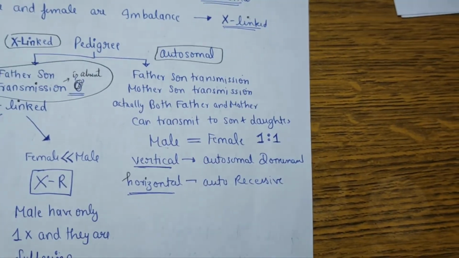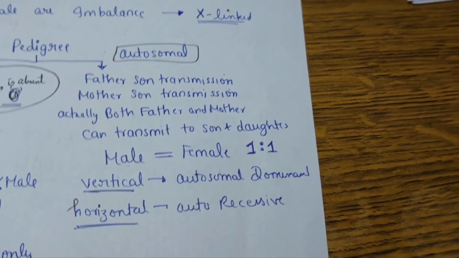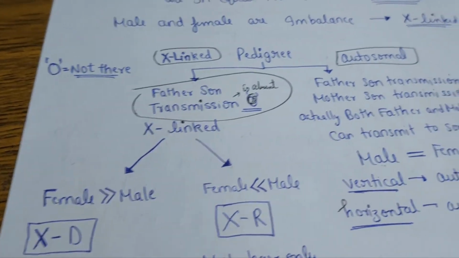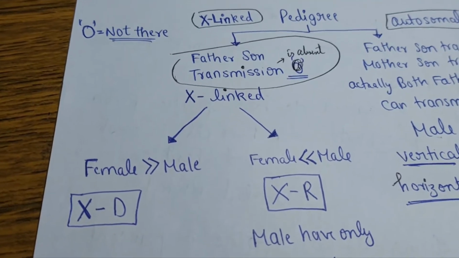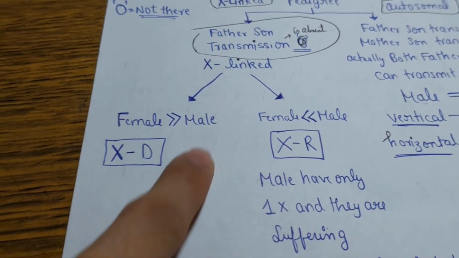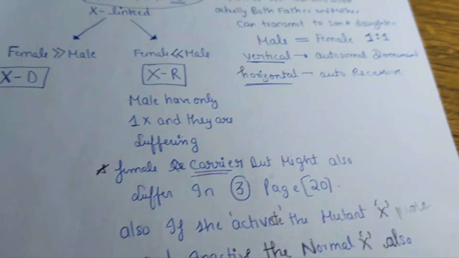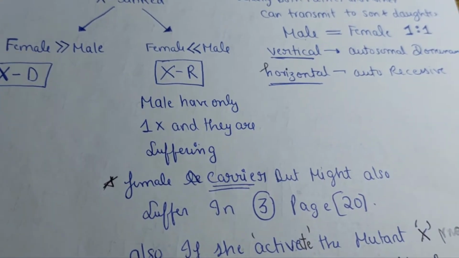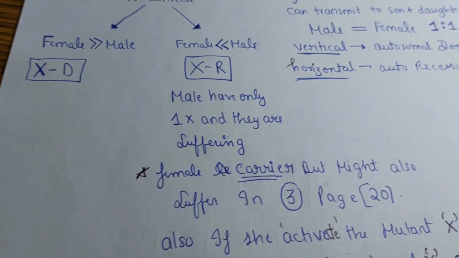If you see vertical transmission, then it will be autosomal dominant, and if you see horizontal transmission, then it will be an autosomal recessive pedigree chart. Now in X-linked, as I told, there is no father to son transmission and the ratio of affected males and females will be unequal. If more females are affected than males, then it is an X-linked dominant pedigree chart, and if more males are affected as compared to females, then it is an X-linked recessive pedigree chart. This is because males have only one X chromosome, and if that X chromosome is the mutant X chromosome, then they are surely going to suffer.